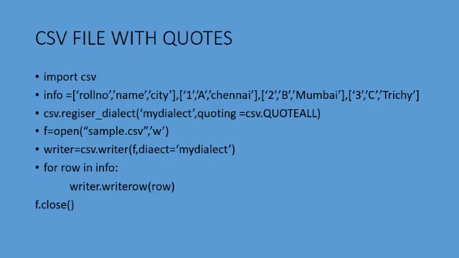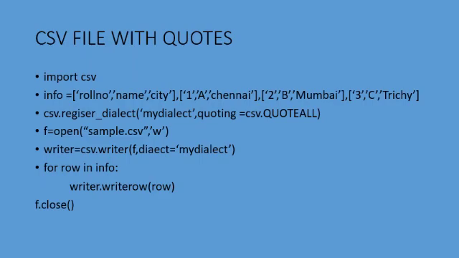Next, csv.register_dialect. I am going to use my new formatting, so I am using register dialect as we saw previously with the reader. And my formatting name is mydialect. Quoting equal to csv.QUOTE_ALL. It is a thing used to give quotes. Quoting is equal to csv.QUOTE_ALL. What will happen? It will be displayed with quotes.